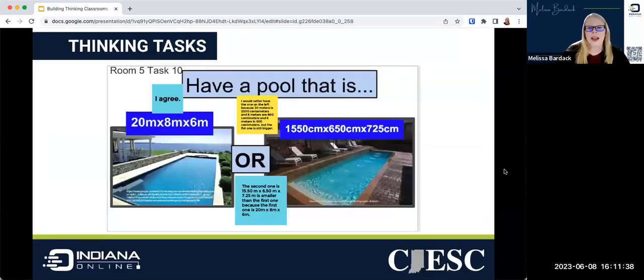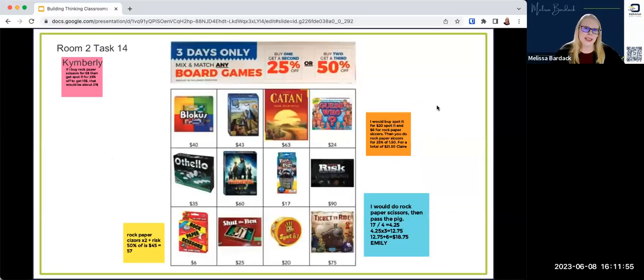Another example that shows a lot of engagement for students is, which pool would you rather have? Would you rather have the pool on the left or the pool on the right? And so these are just a couple of examples of some entry thinking tasks that we used in our virtual classrooms.